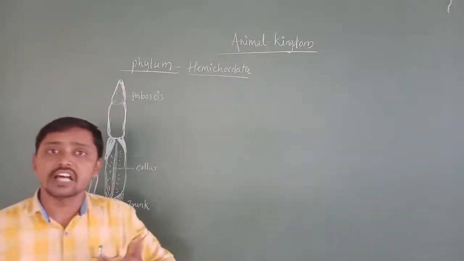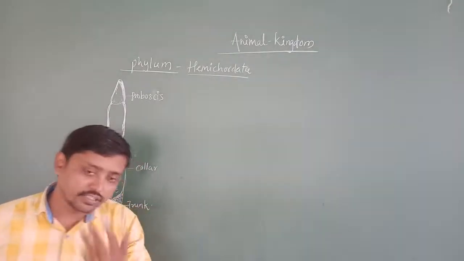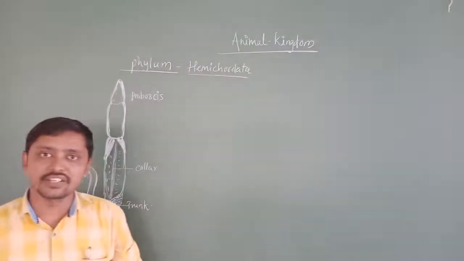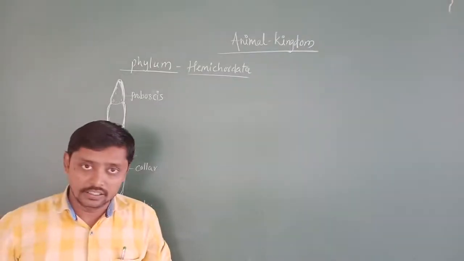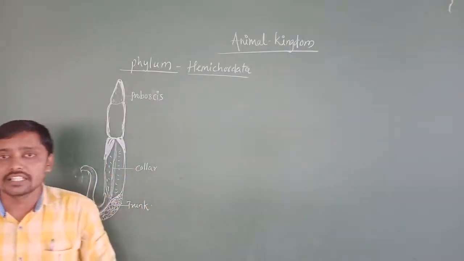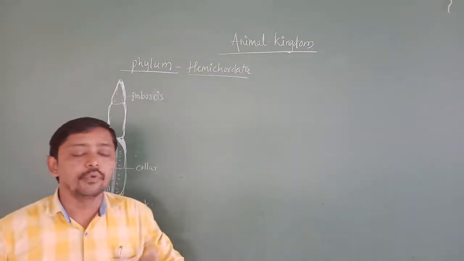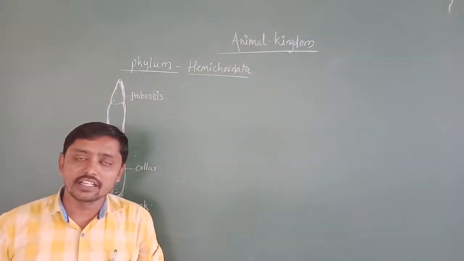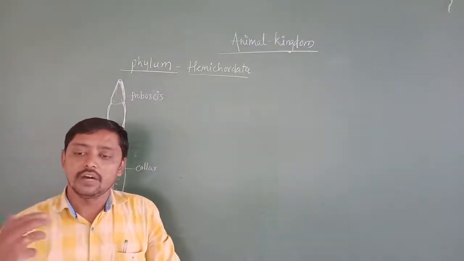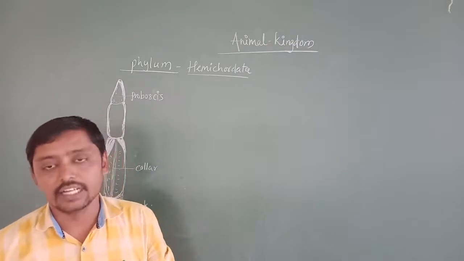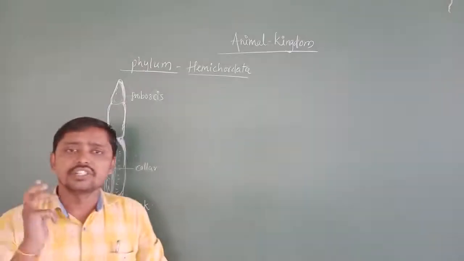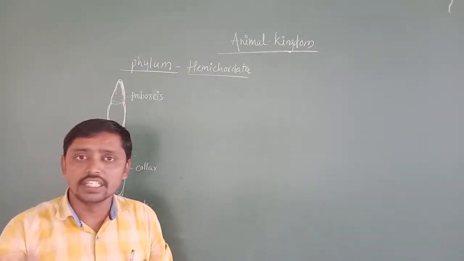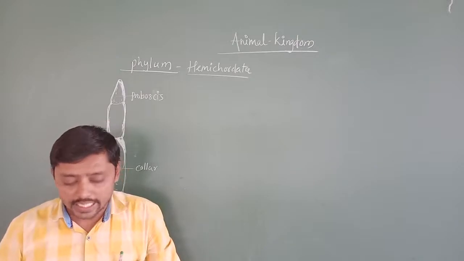Then coelomates start from the annelids onwards; all are coelomates. They are triploblastic, show organ system level of organization, and show bilateral symmetry. In Echinoderms, we have studied that they show both radial and bilateral symmetry. Adults show radial symmetry, and the larval stage shows bilateral symmetry. In this way, we have studied the general characters of all these phyla from Porifera to Echinodermata.